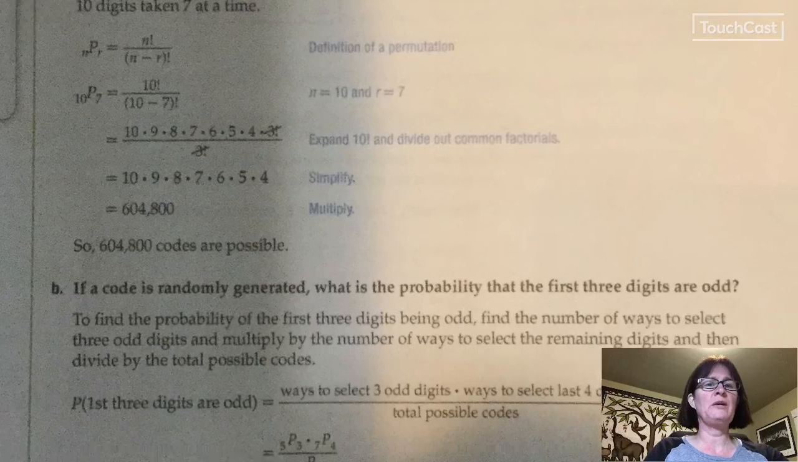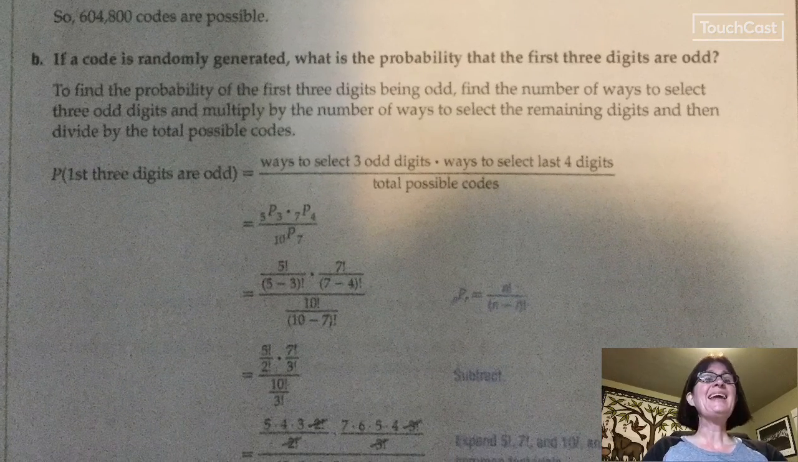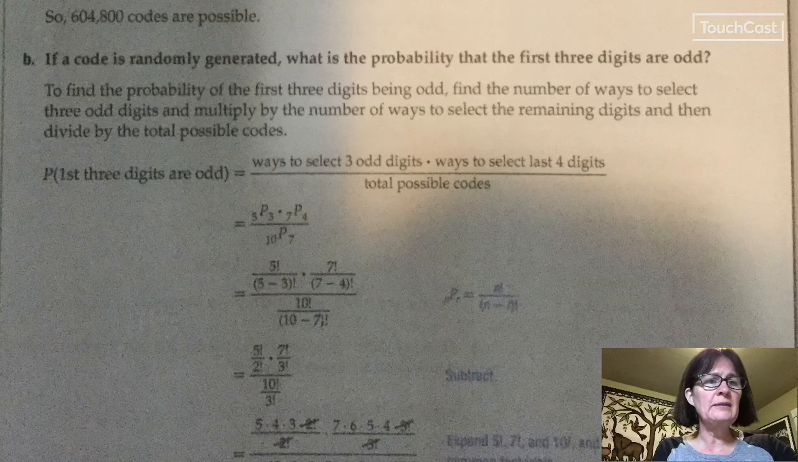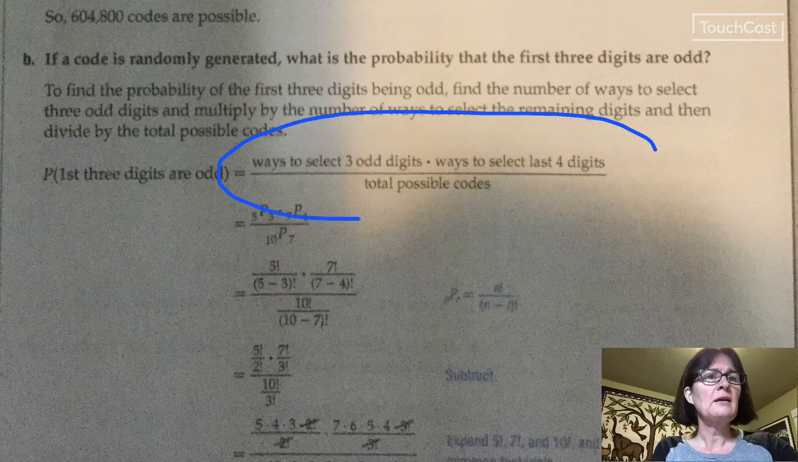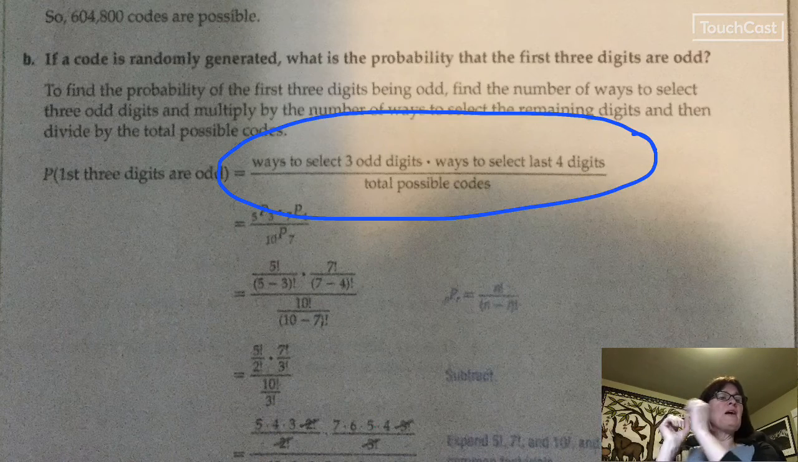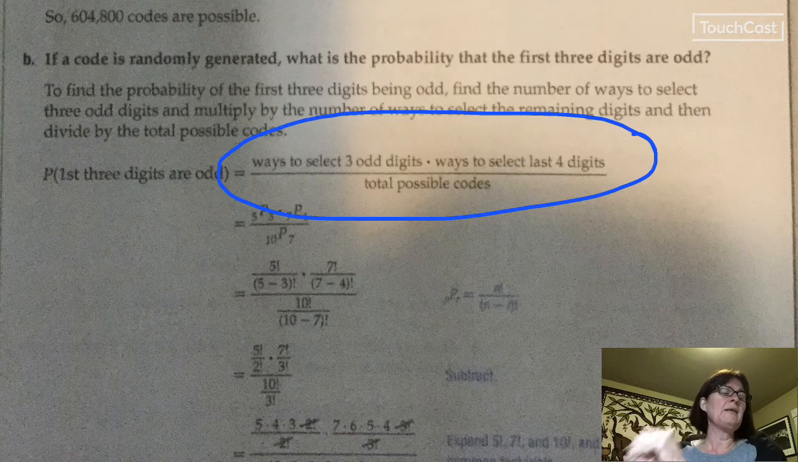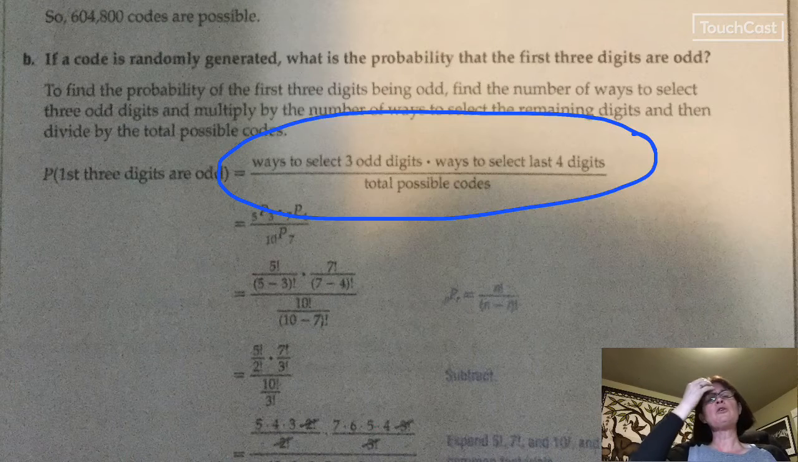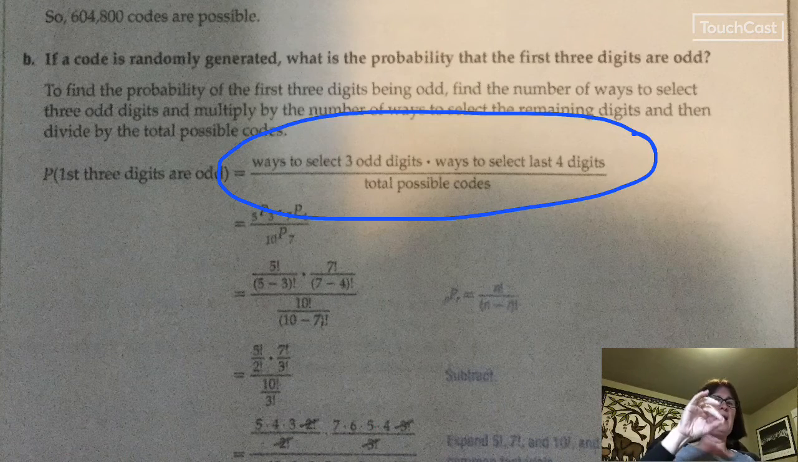Watch question B. If you randomly make one of those codes, what's the probability that the first 3 digits are odd? Well, here's the big idea. That probability, in general, is going to be the number of ways you could make a code that passes the test, that has the first 3 digits odd, divided by that total number of possible codes that we just figured out in the line before. So we need to figure out how many ways you could make a code with 3 odd digits to start, and divide that by the 604,800 possibilities.